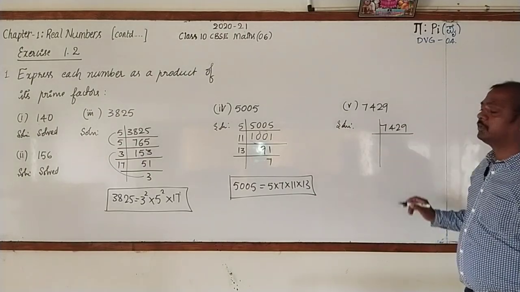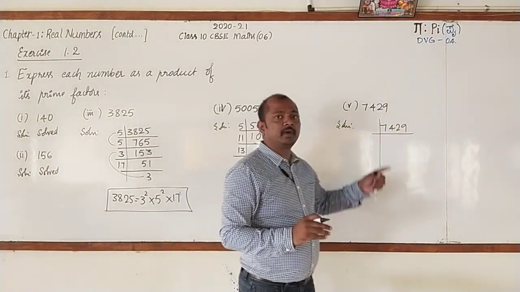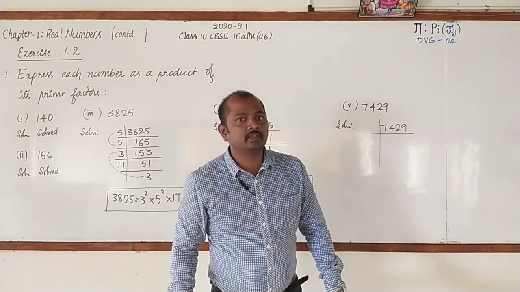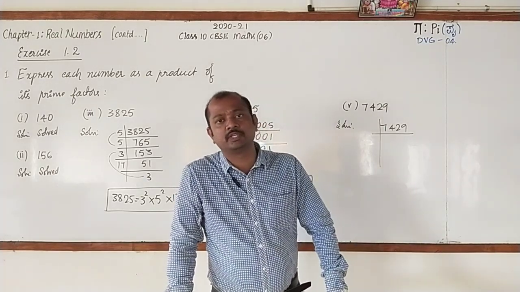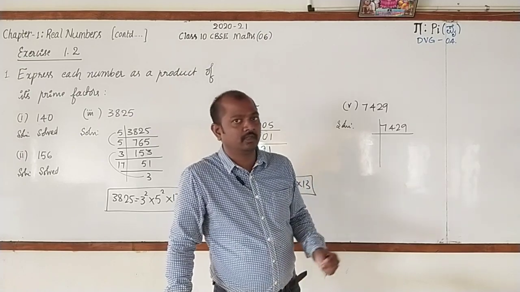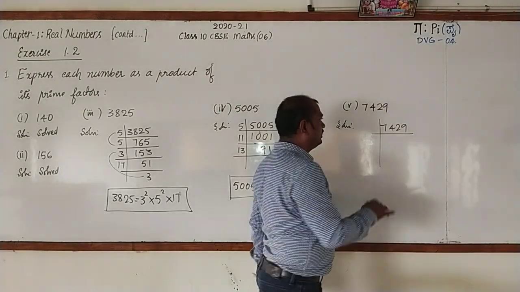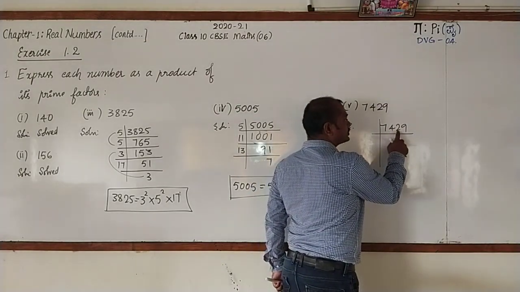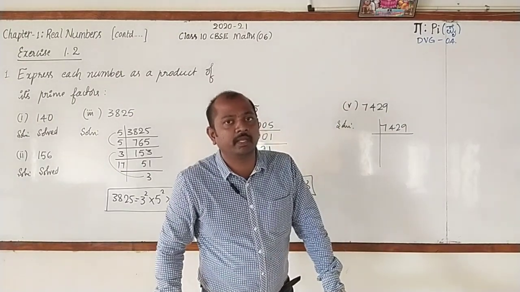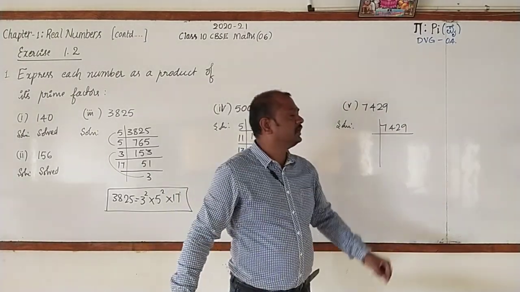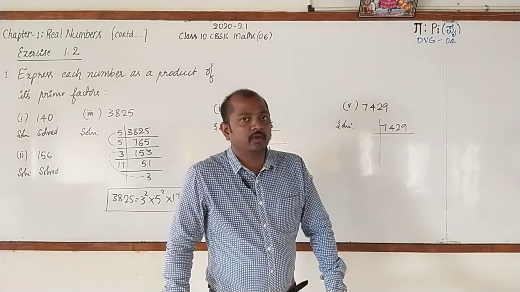Let us go for dividing this by which prime number? As the number ends with an odd digit, obviously it is divisible by odd numbers only. We have the options 1, 3, 5, 7 like that. 1 is not a prime number, no need to take. 3 cannot be taken. Why? 7 plus 4 is 11, 11 plus 2 is 13, 13 plus 9 is 22. 22 is not divisible by 3. 5 cannot be taken because it does not end with 5 or 0.